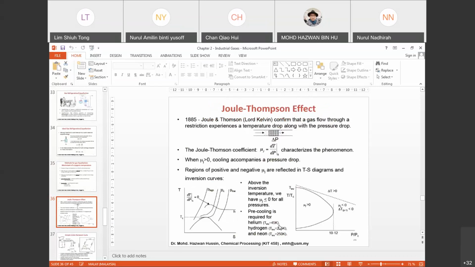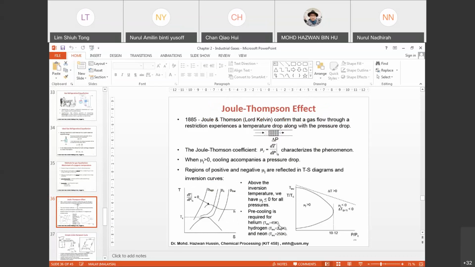Joule-Thomson effect. In 1885, Joule and Thomson confirmed that a gas flowing through a restriction experiences a temperature drop along with the pressure drop. So the Joule-Thomson coefficient is as follows.